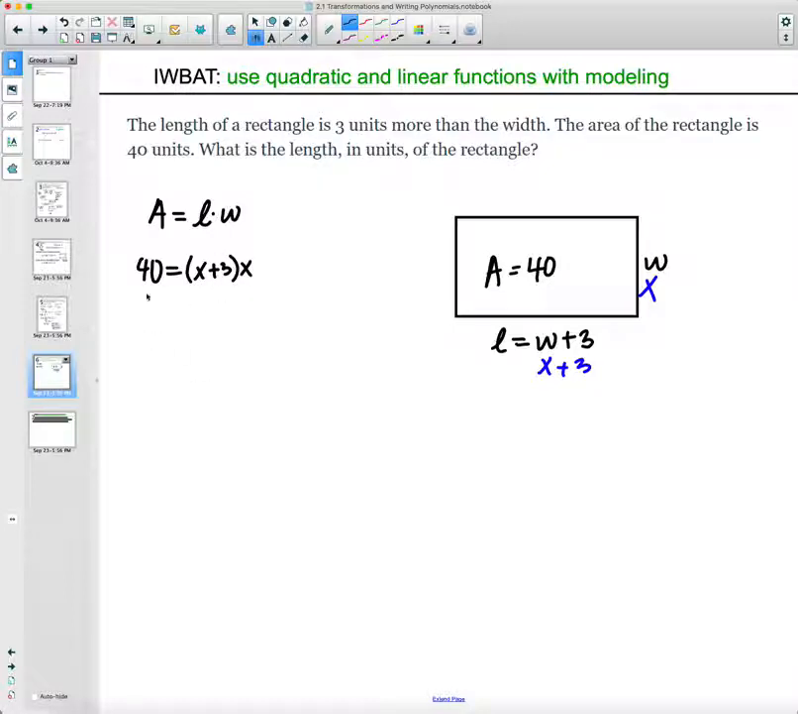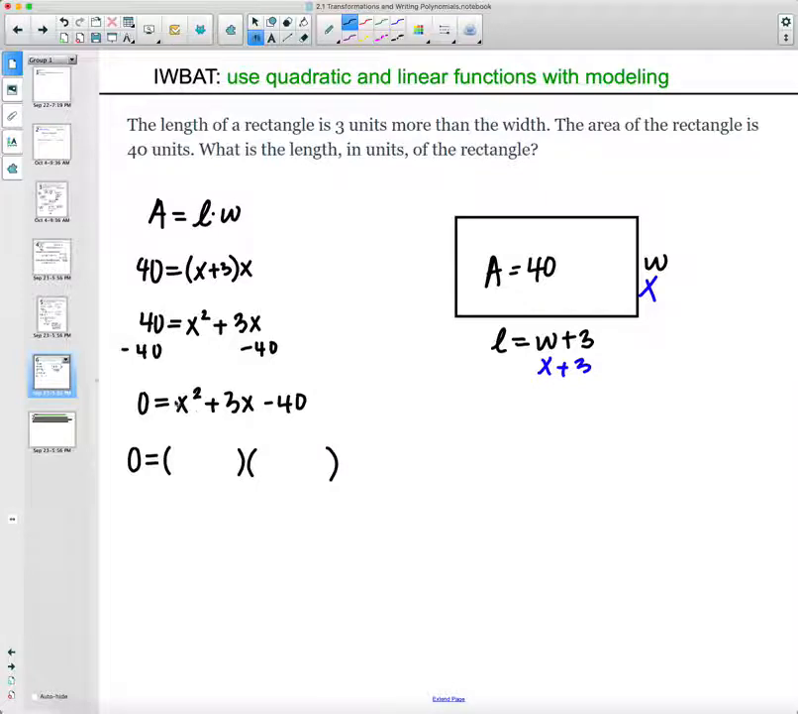So to solve this, we're going to need to multiply this out. So X times X is X squared. X times 3 is 3x. Since it's a quadratic, we need to bring everything over to one side. So we'll get 0 equals x squared plus 3x minus 40. None of those are like terms. And then we'll factor.